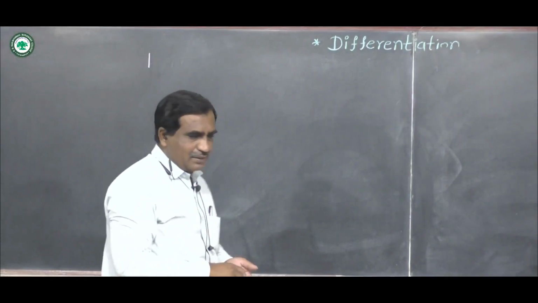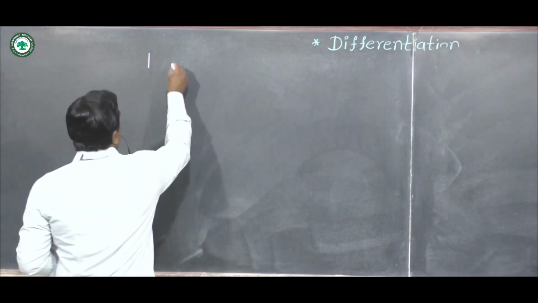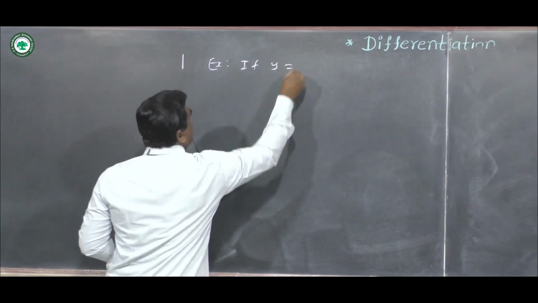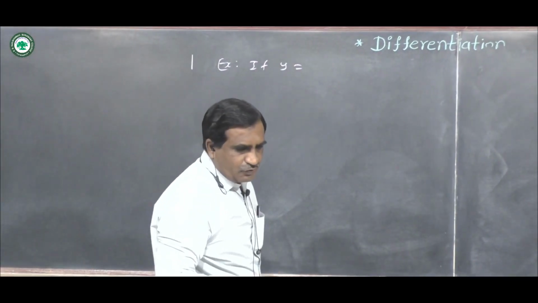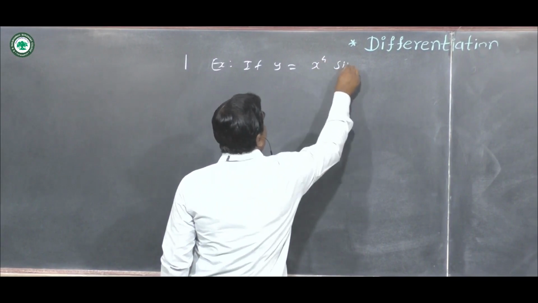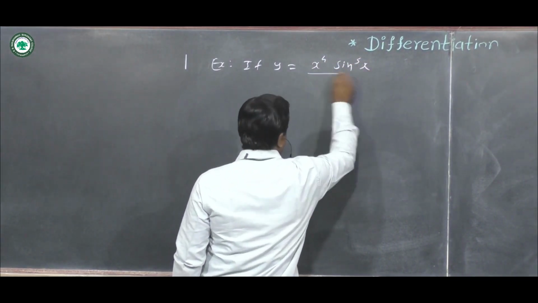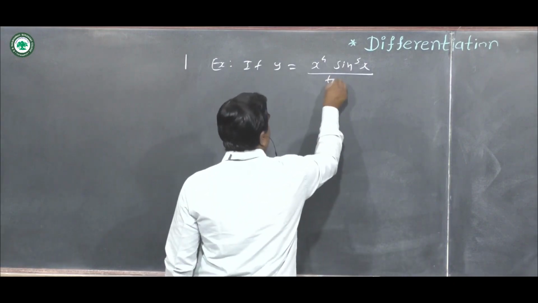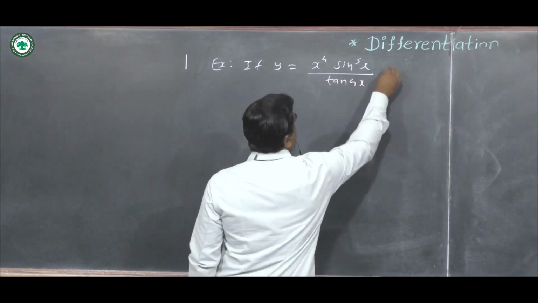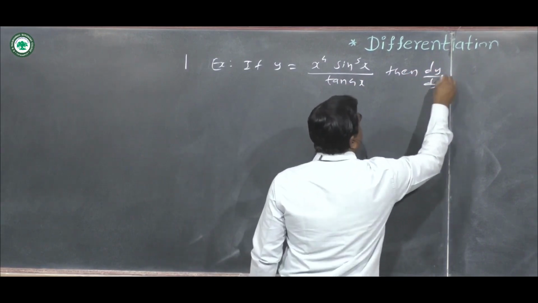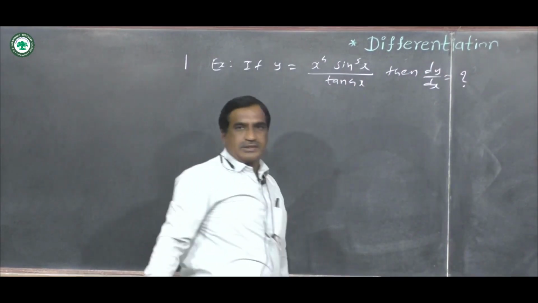Next example is if y equal to x raised to 4 into sin raised to 5x upon tan of 4x, then dy by dx is equal to question mark.